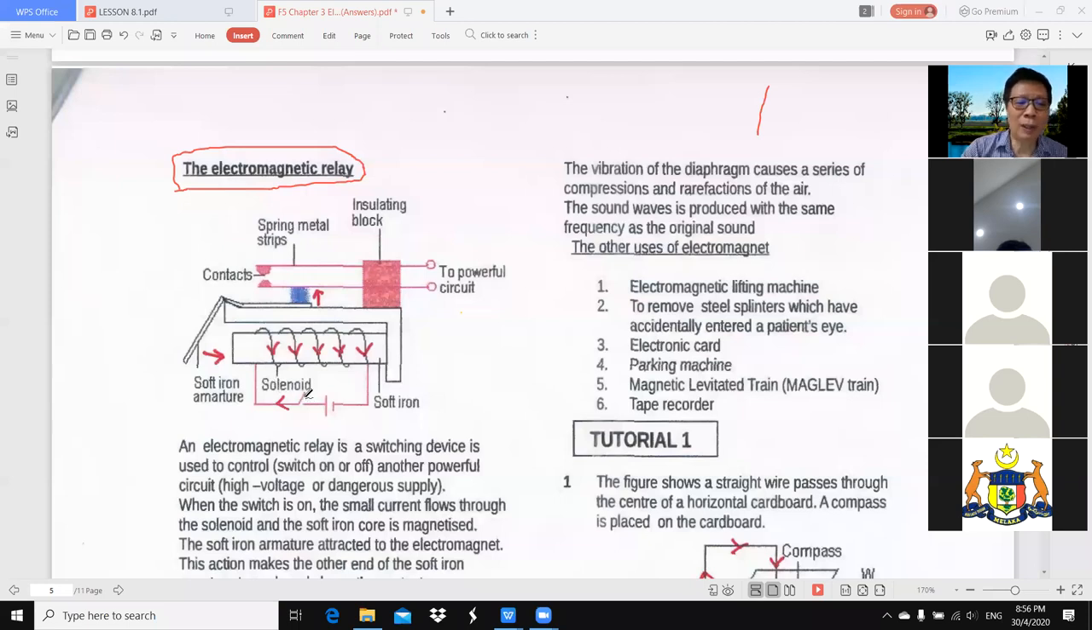Okay, this small current circuit, when you turn on the switch here, this small current will flow into the solenoid, you make a few turns, then come back. When current flows through a solenoid, this solenoid will become an electromagnet, right? So when it becomes an electromagnet, it will attract this piece of soft iron and armature, this hoop piece. It will attract over here, okay?